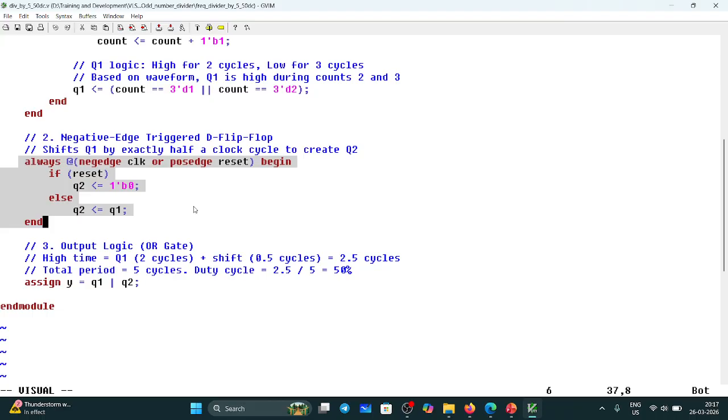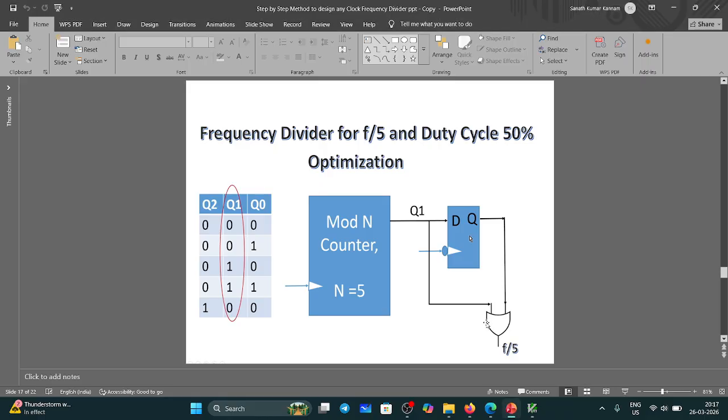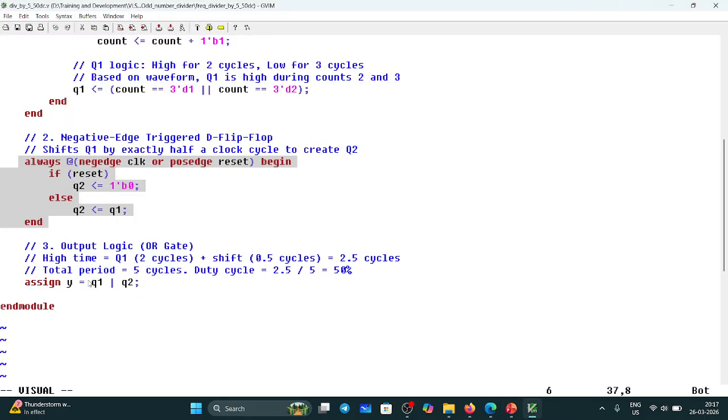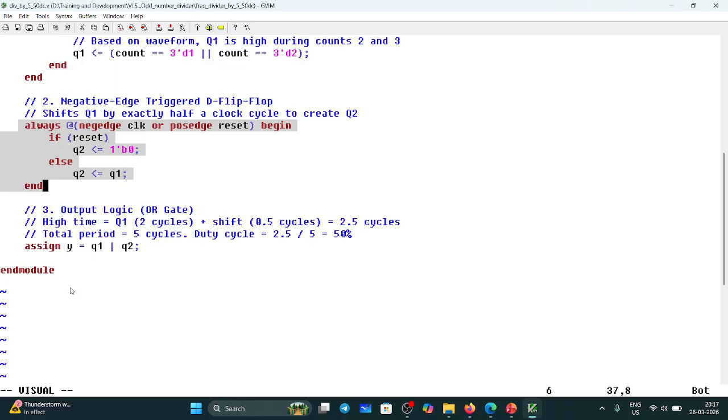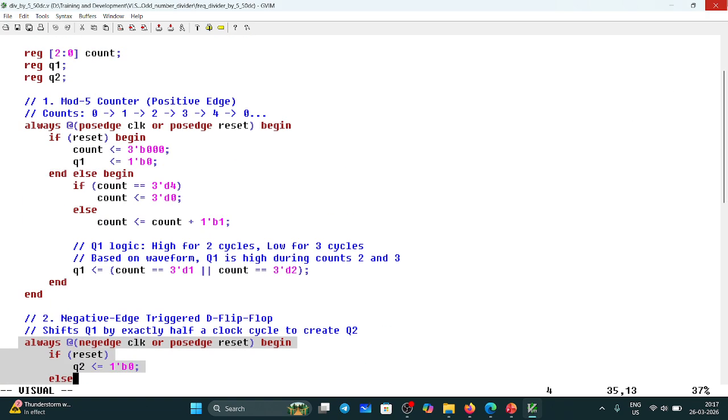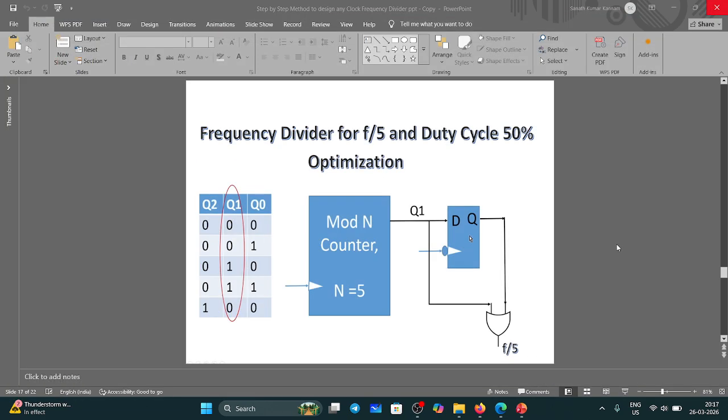So the negative edge trigger D flip flop: always at negedge of clock or posedge of reset begin. If reset, Q2 equals 1'b0, else Q2 equals Q1. And at last, what do I need to do? I need to do the OR operation of Q1 and Q2: assign Y equal to Q1 or Q2. Okay, so this is the divide by 5 circuit. Is it fine? The test bench is the same only. Okay, 5 steps are there.